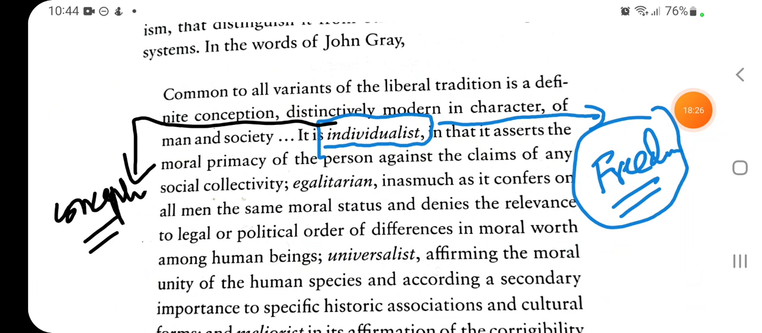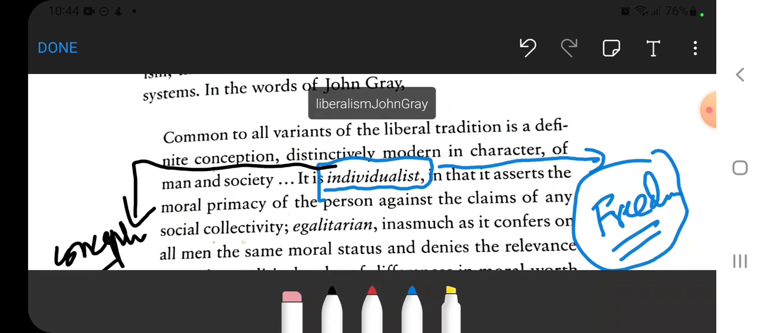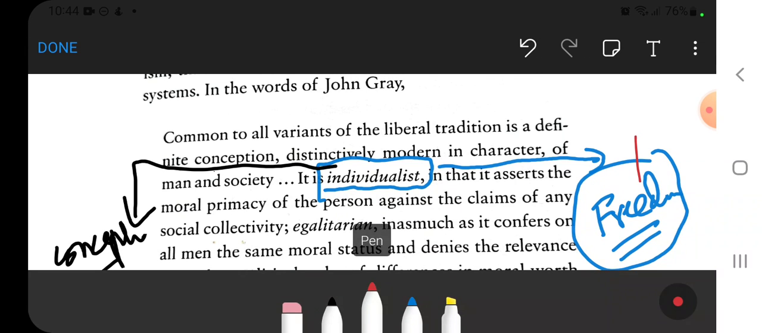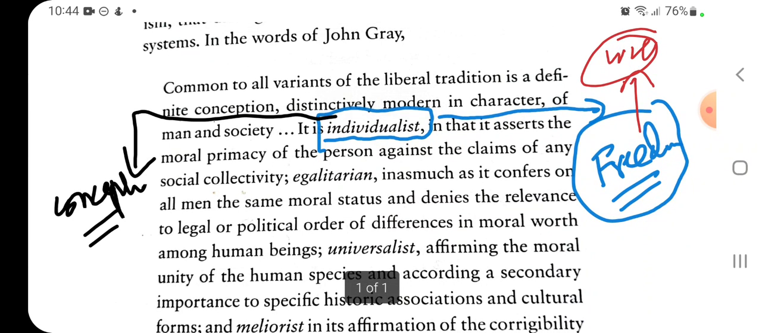Okay. I think we should stop here and we'll continue with our analysis of freedom and will, because there's much to be looked at still in this concept of freedom and the concept of will and all that.